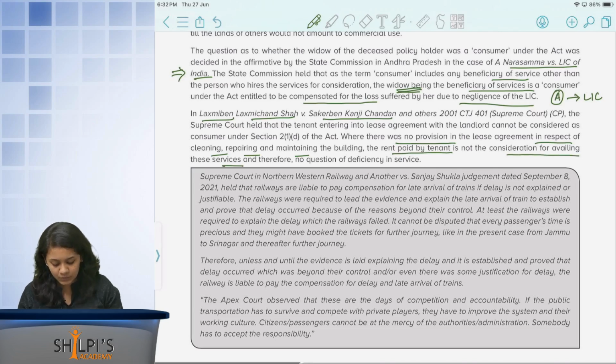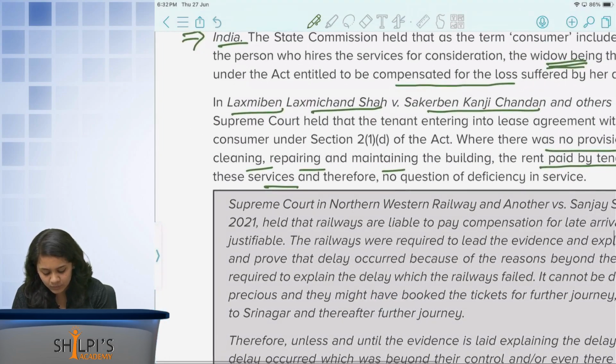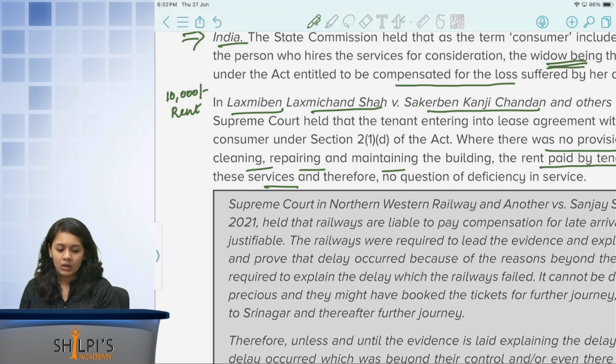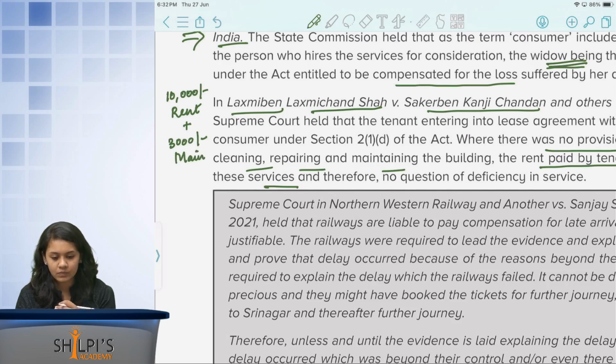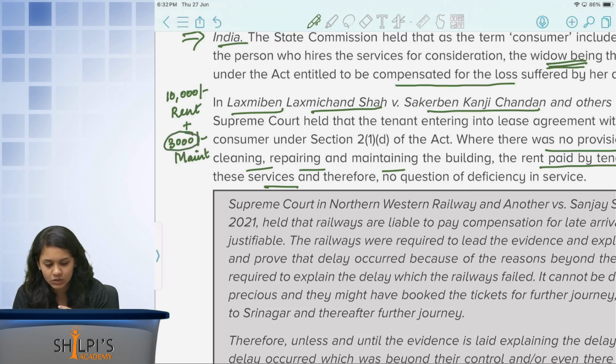So please try to understand that when you are a tenant, let's say you're paying 10,000 rupees as rent. Why are you giving the rent? You're giving the rent because you are taking that person's space, and then you are going to be living in it, or you're going to be running your business in it, or whatever it is. Now, apart from this, you are paying an additional 3,000 rupees as maintenance charges. This maintenance charge is taken by the landlord for the purpose of cleaning, repairing and maintaining the building. So in this case, we can say that you have given a consideration for services.